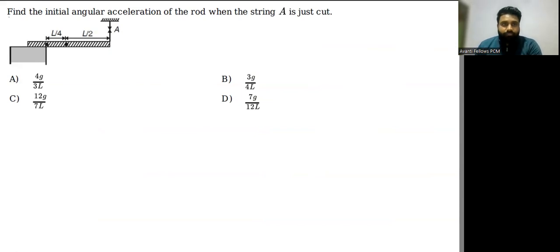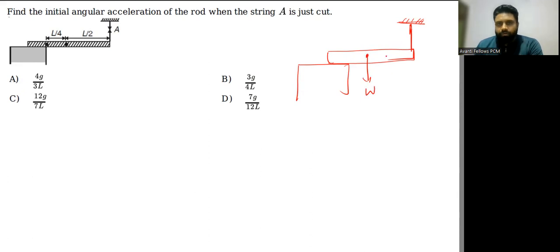Now, in this question, a rod is given to you, which is initially hung by a string at A. Now, what happens? We have just cut the string at point A. Now, the initial angular acceleration will be asked. So what will happen in this situation? This is the rod. Initially, the weight is acting downward, so the weight of this rod is counterbalanced by the tension in the string.